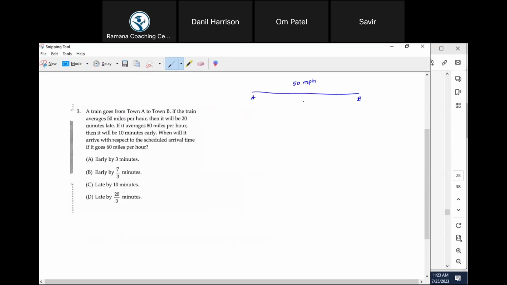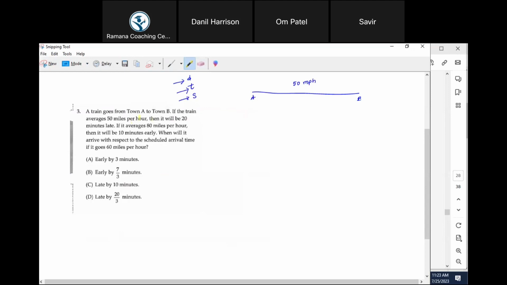When they say 20 minutes late, that means they are referring to the actual time that it is supposed to take, correct? Let's say the correct time that it is supposed to take is t. Let's say the distance that it's traveling is d. The correct time it should take is t and the distance is d. Good with that, all of you?